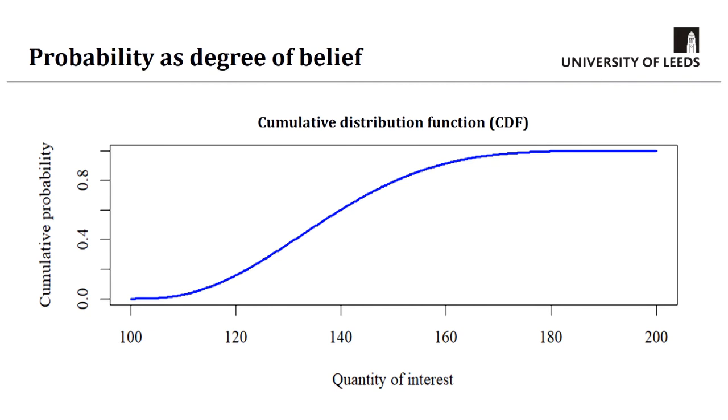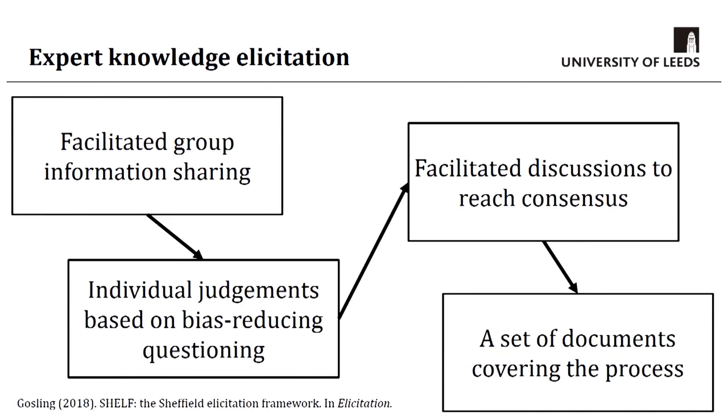These are the basic building blocks I'm going to use trying to express my uncertainty. One way that I try to capture uncertainties is through something called expert knowledge elicitation. There are very many different protocols for doing this, and one particular one that I do is called the Sheffield method, or SHELF protocol. And essentially what we do is we have a group discussion about evidence.